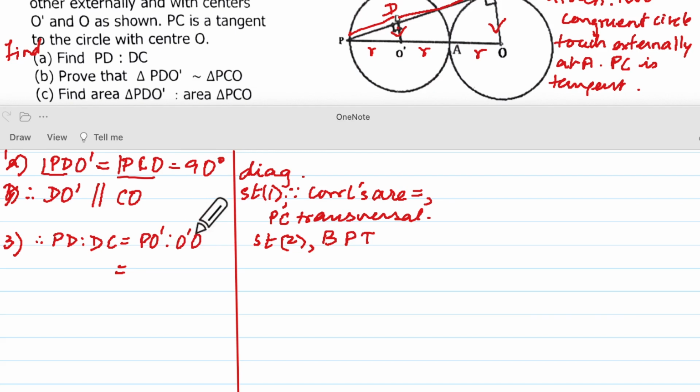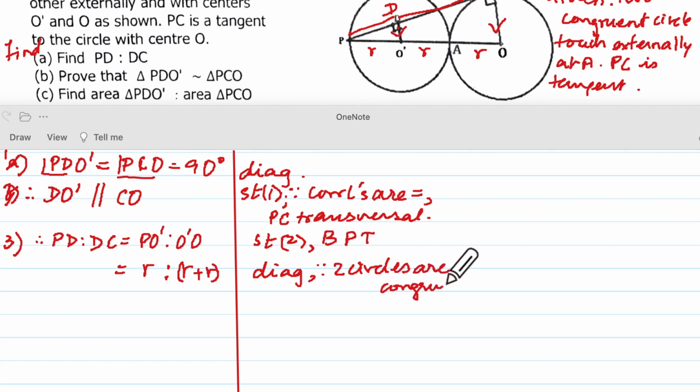Now your PO dash is to O dash O is R is to R plus R. Can you see that? And I'll write here from the diagram, and since two circles are congruent. Agreed? So that is R is to 2R, which is equal to 1 is to 2. And that is our answer A. How is it? Good, bad, or ugly?